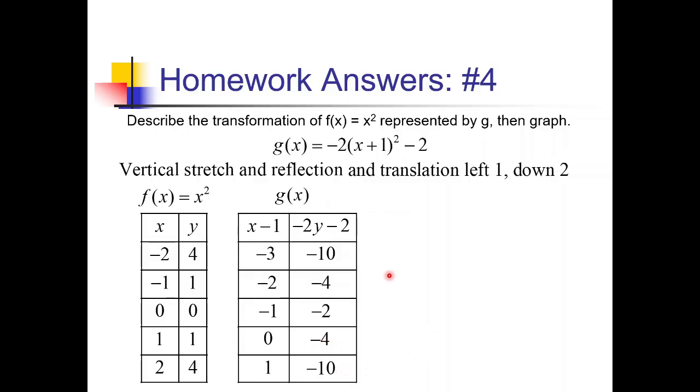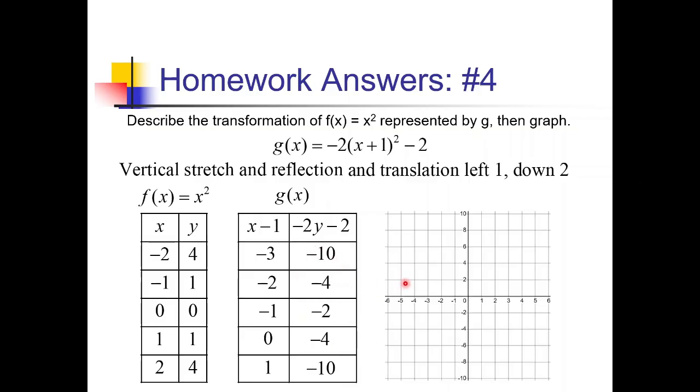All right, plotting all that out. Since I have to do these 10s here, I'm thinking I'll make my grid lines go by 2's on the y-axis. I only need 1's for the x-axis though. So graphing these points, we've got negative 3, negative 10. That's right about down here. And negative 2, negative 4 right there. Negative 1, negative 2. And then going back down, we have 0, negative 4, and 1, negative 10. And there's our parabola going through those points.